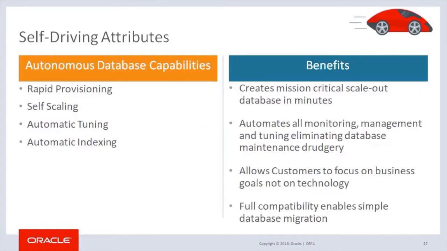The Autonomous Database self-driving capabilities include rapid provision, self-scaling, automatic tuning, and automatic indexing. Together, these capabilities provide the ability to provision a database in minutes with automated management, monitoring, and tuning. It provides the time for you to focus on innovation instead of daily mundane tasks. Let's take a look at the capabilities in greater detail.